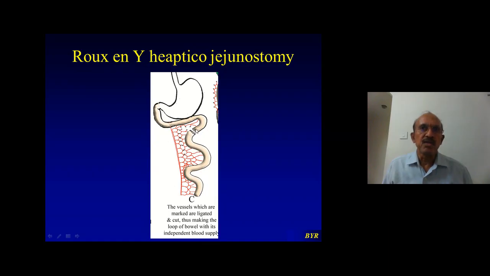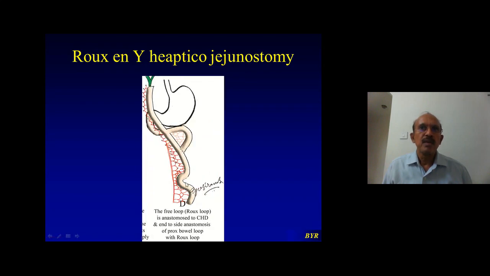So this is the cut end of the jejunum. This is the cut mesentery. Once the mesentery is cut here, you can take the jejunum to any length you want. You can take it to the liver, to the spleen, to the esophagus, and you can do anastomosis. So now this part of the bowel is taken to the liver and anastomosed to the hepatic duct. And the end of the proximal part which was cut here is anastomosed to the side of this particular loop. So now it has become a Y-shaped anastomosis. So this is called Roux-en-Y hepaticojejunostomy.